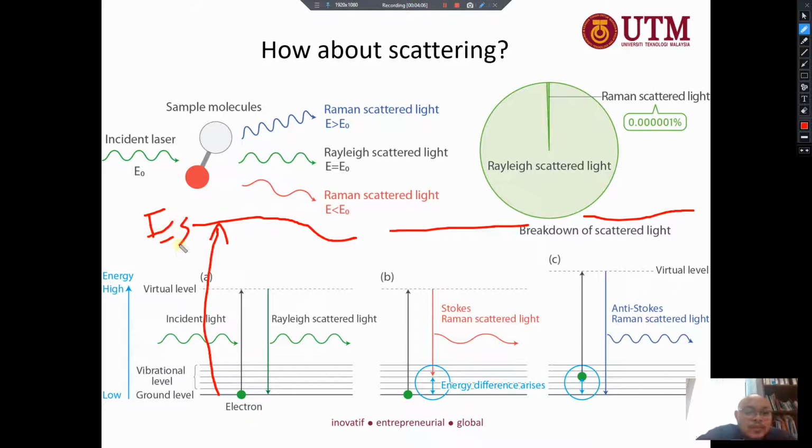For absorption, it goes to this excited state. For emission, it goes from the excited state to the lower state. But for scattering, the light only goes up to the virtual level. It's not going to the excited state. It's not absorbed at all, and it's not emitted at all. I hope you don't get confused, but don't worry, I believe the question will not be asked so much in your examination.